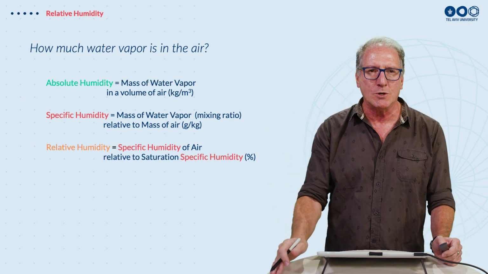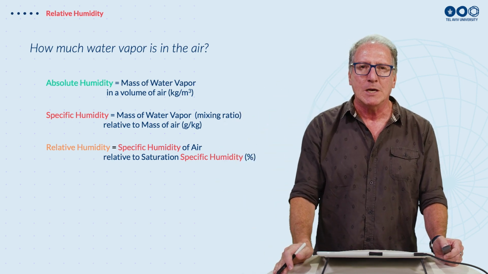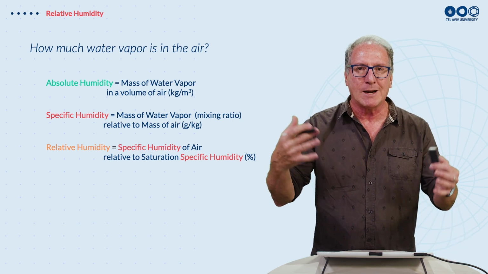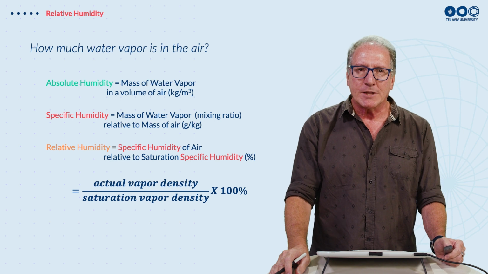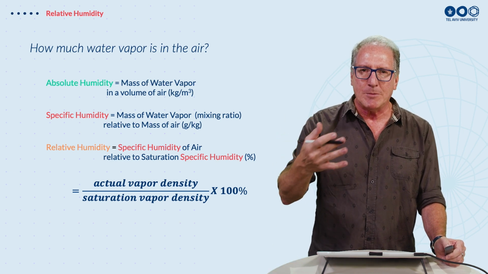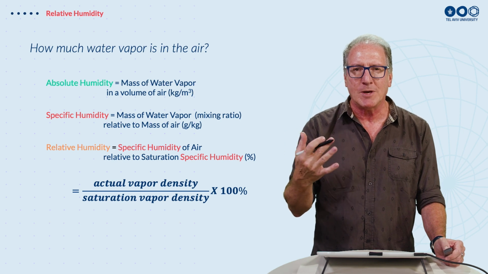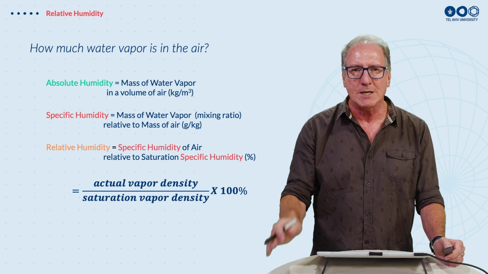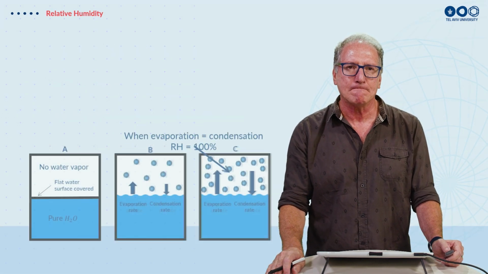And this is what you use on the news when people are saying it's going to be 60% relative humidity, 80% tomorrow. It's relative to saturation, where saturation means that basically a cloud will start to form. Another way of looking at the relative humidity is the actual vapor density in the air compared with the saturation vapor density, how much we could put into the air before it gets saturated, and multiply this by 100 to get it in percentage.